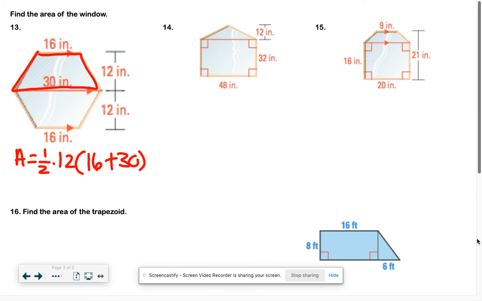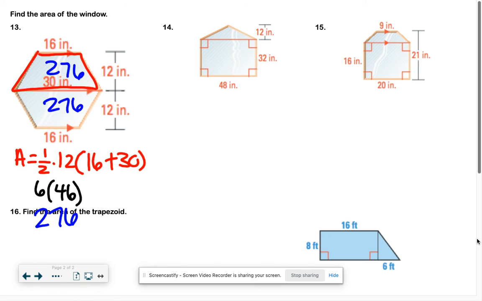So let's get one of them and multiply it by 2. Half of 12 we know is 6. What's 16 plus 30? 46. We multiply those together. 276. So this one's 276, and this one's 276.